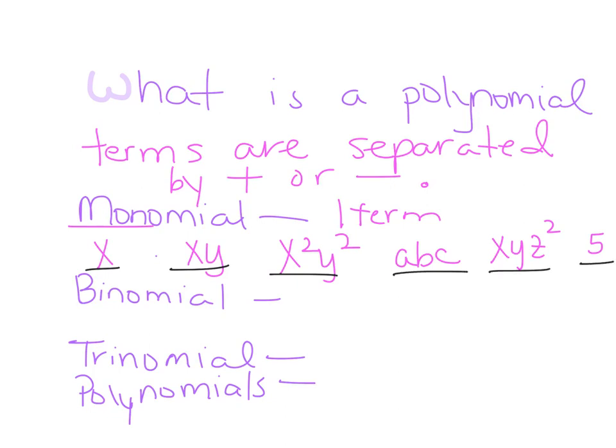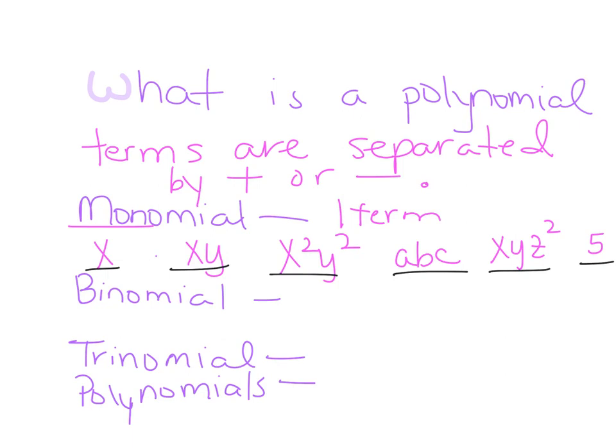Now, you may be saying, well, I don't understand. abc has 3 variables. Why isn't it a trinomial? We're not talking number of variables. We're talking number of terms. So you're counting up how many terms are separated by addition or subtraction.